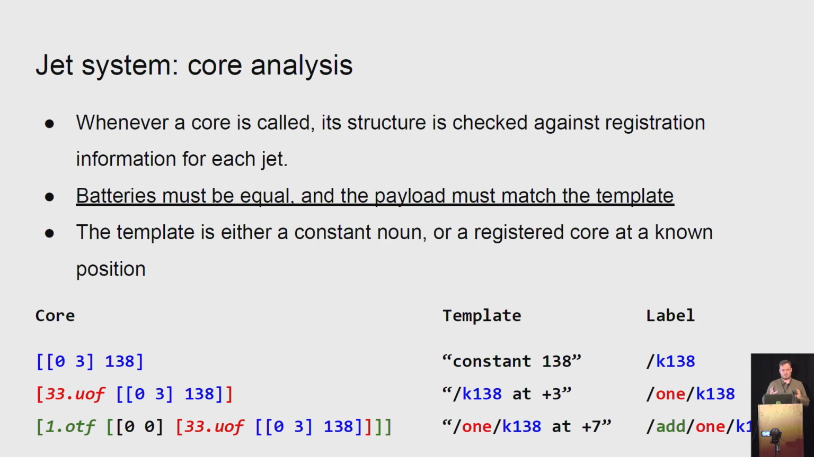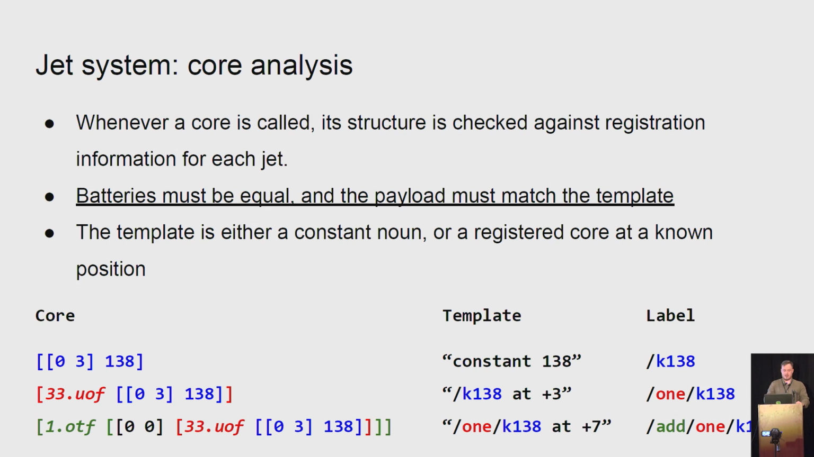The second example is the first layer of the standard library. For that one, the battery is much bigger. It contains 33 functions, so I'm just using a shorthand here. The template for that one is to have a core K138 at the tail. So +3 means basically the tail of the core. Again, in this example, it's just an equality check. And the last example is an actual callable function, which is add, to add 2 atoms.